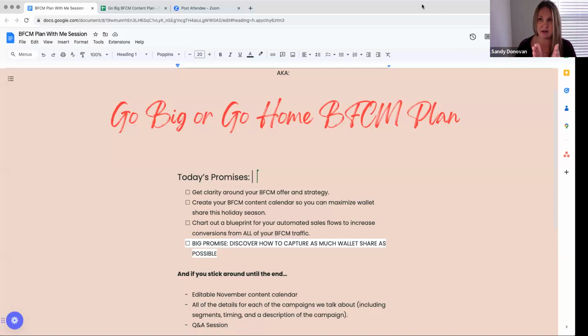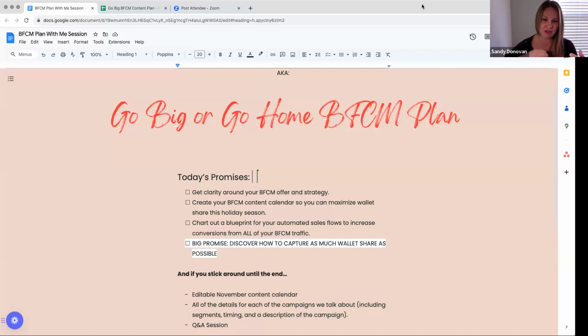The next thing that I promised today is that we are going to chart out a blueprint for your automated sales flows to increase conversions from all of your Black Friday and Cyber Monday traffic. So flows are great because it's not just about who's on your list, but it's about maximizing sales from all of the attention and traffic that you're sending from other sources as well. But the big promise, obviously, this is all about getting as many sales, as much revenue, as much of the wallet share as you possibly can.